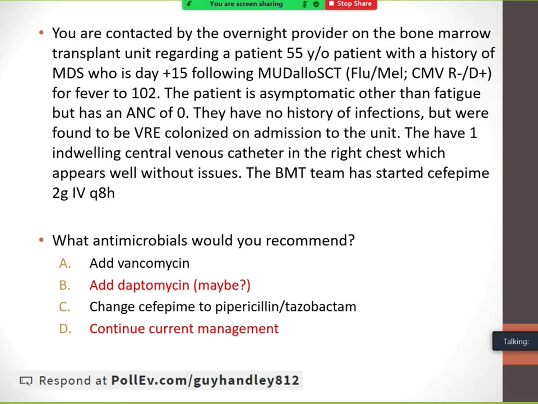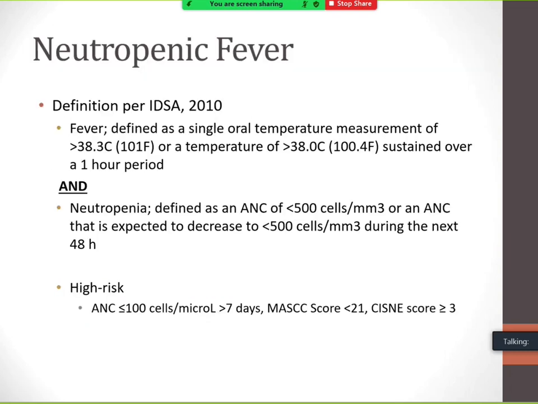I think we've got a lot of literature since the IDSA guideline was written showing that you don't necessarily need to add on empiric VRE active antimicrobials unless you have a suspicion for an infection related to it. The reason I put maybe is if you go back to the actual IDSA guideline, it is left open as an option. So it's not wrong, but we've got a lot of data showing that it probably isn't needed. I think in the future, it's going to be further clarified that it's not needed.